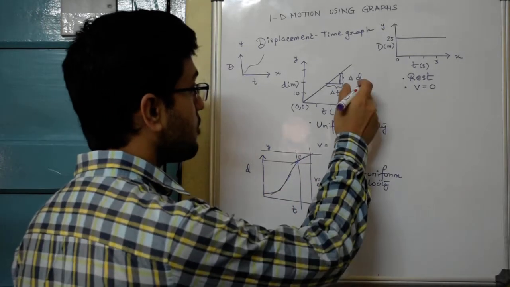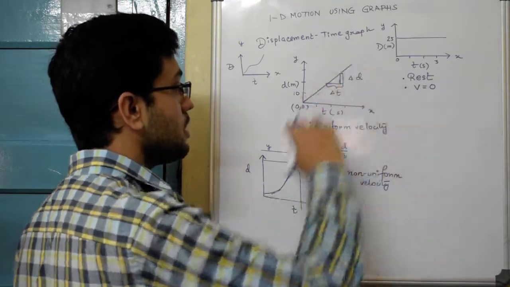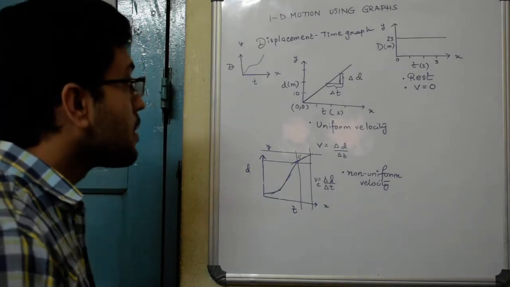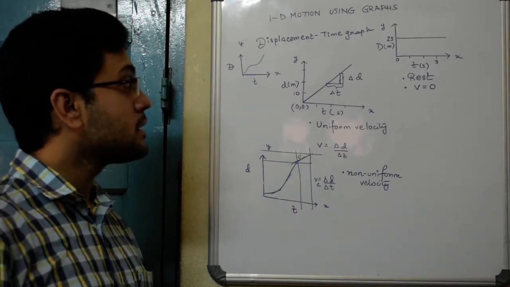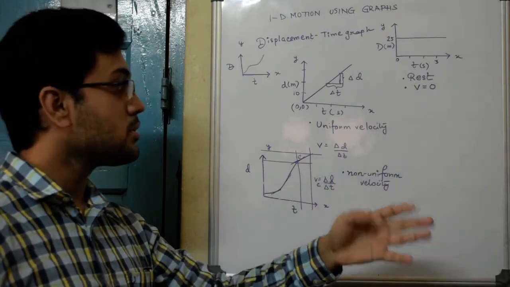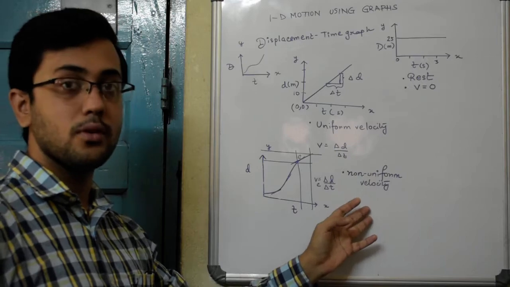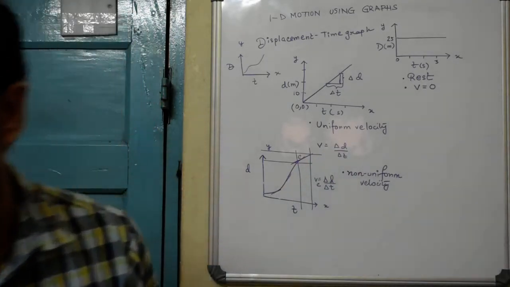But in this graph, the velocity that we found out is constant throughout the motion because this is a simple straight line. So from the displacement time graph, this is how we can understand whether the body is at rest or in motion, and if it is in motion, whether it's moving uniformly or non-uniformly. And if so, what is the magnitude of that velocity.